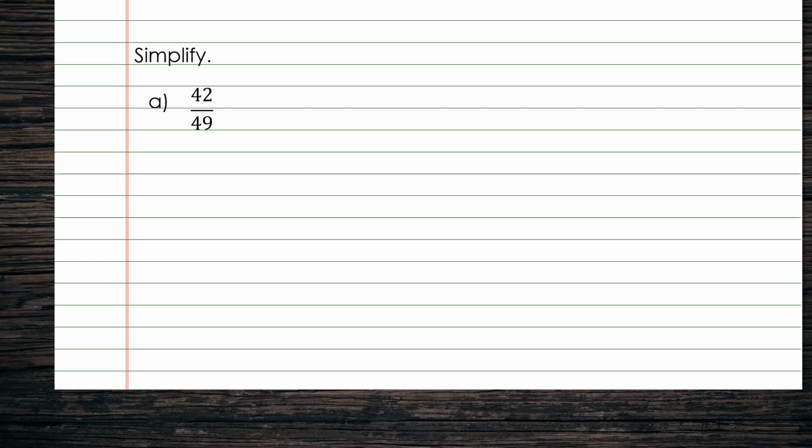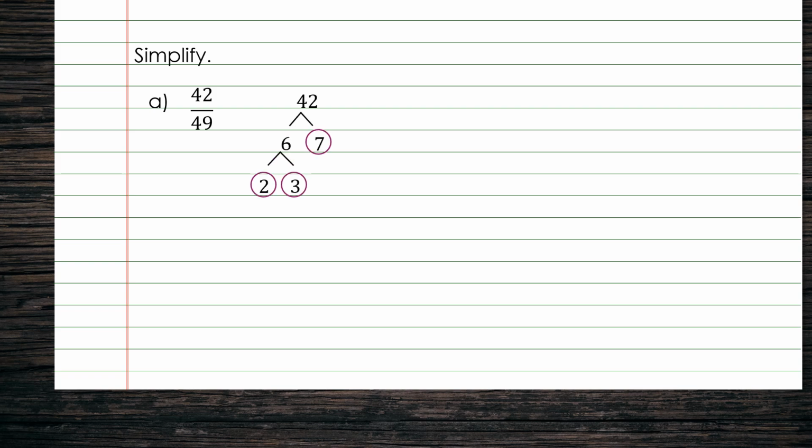The directions say to simplify. Example A, we have 42 over 49. Well, first we need to factor these values. So on the side of your paper now, go ahead and factor 42.